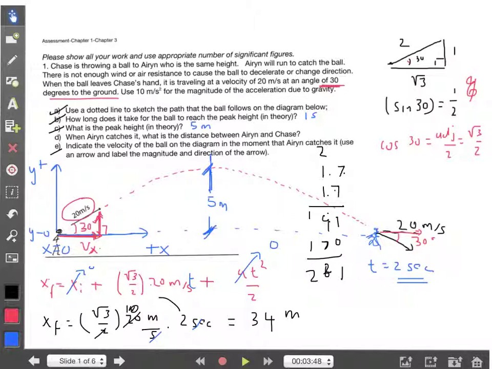So 34 meters, if I were looking at one significant figure, that would turn into approximately 30 meters. I like to keep this extra significant figure. I don't know, it makes me feel better. So we've got the distance is 30 meters, or 34 meters if we kept the extra significant figure.